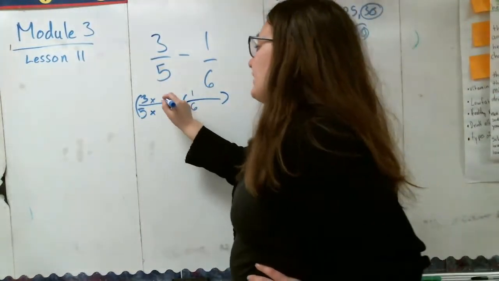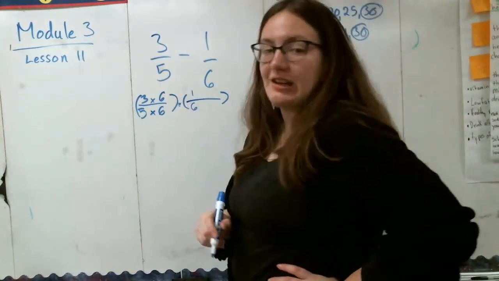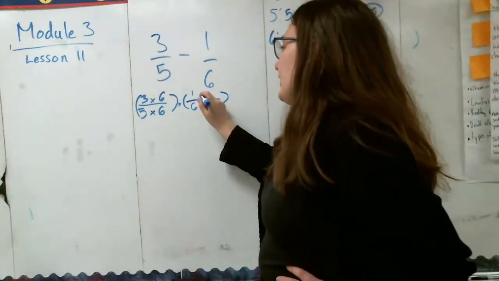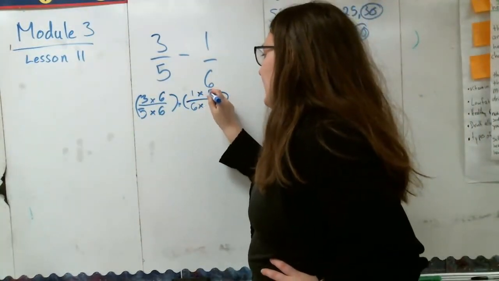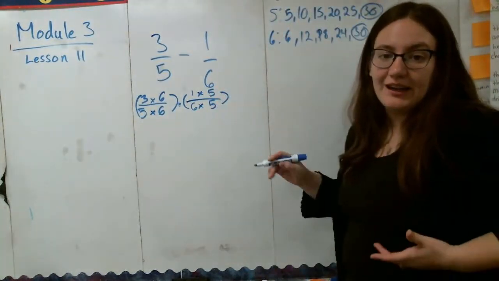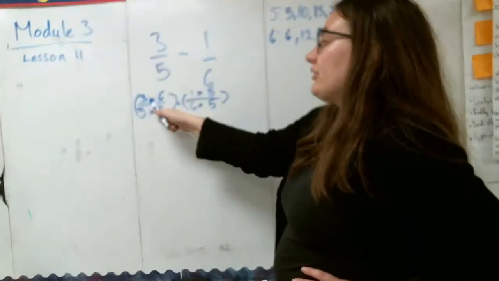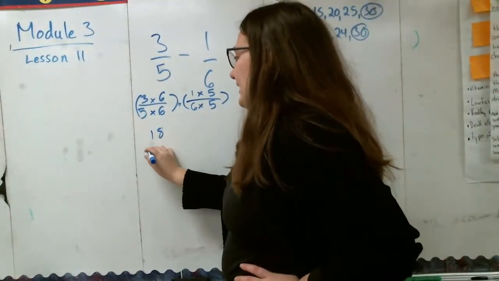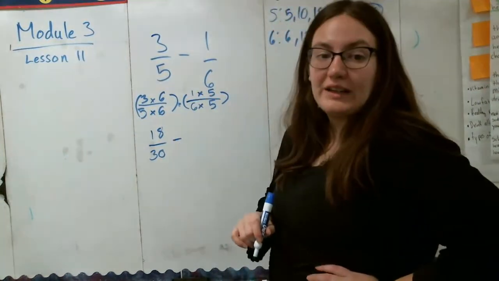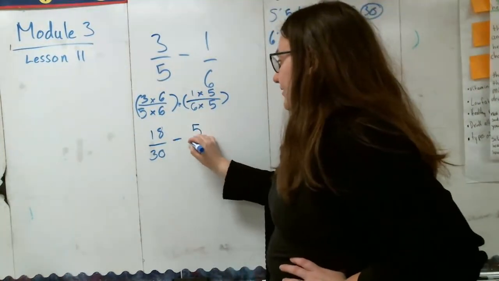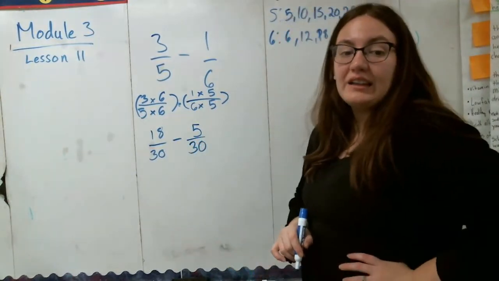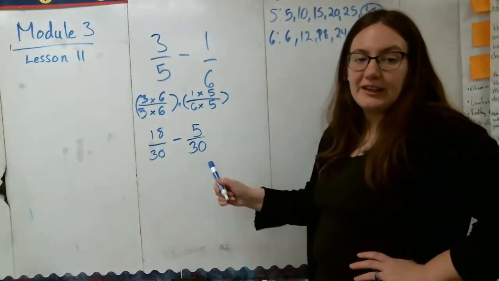So I'm going to take 3/5, I'm going to multiply by 6/6 so that my denominator is 30. And then I'm going to take 1/6, I'm going to multiply that by 5/5, because 6 times 5 would also give me an LCM or denominator of 30. So then we do 3 times 6, which gives me 18, and 5 times 6, which gives me 30. Then we do 1 times 5, which is 5, and 6 times 5, which is 30. So that leaves me with 18/30 minus 5/30.